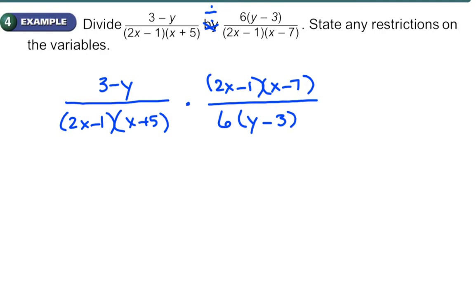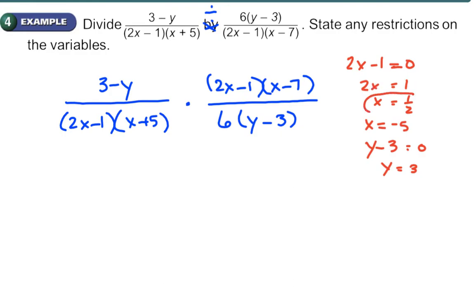Okay, we need to find the restrictions before we do anything else, like always. So 2x minus 1 equals 0. We would add 1 to both sides, and then divide by 2. So x is 1/2. For this one, x plus 5 equals 0, so then we know it's negative 5. And then y minus 3 equals 0. Add 3, so y is 3. So right now, we have x is 1/2, x is negative 5, and y is 3.